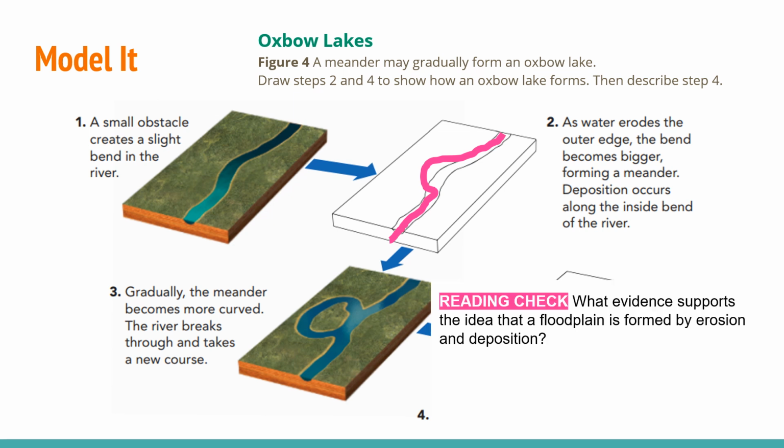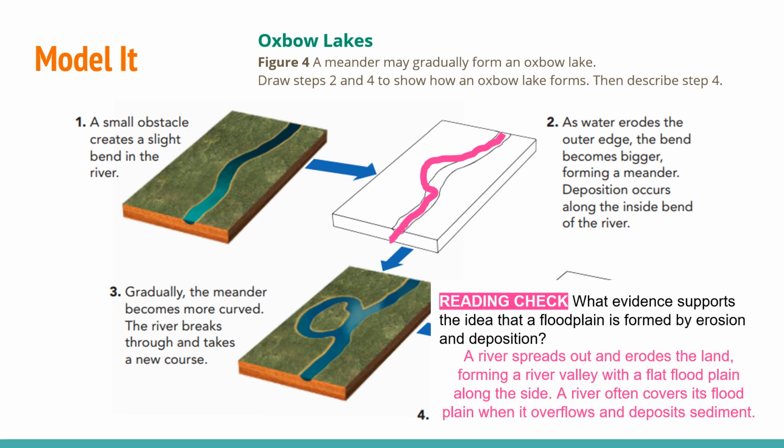Reading check. What evidence supports the idea that a floodplain is formed by erosion and deposition? So a river spreads out and erodes the land, forming a river valley with a flat floodplain along the side. A river often covers its floodplain when it overflows and deposits sediment.